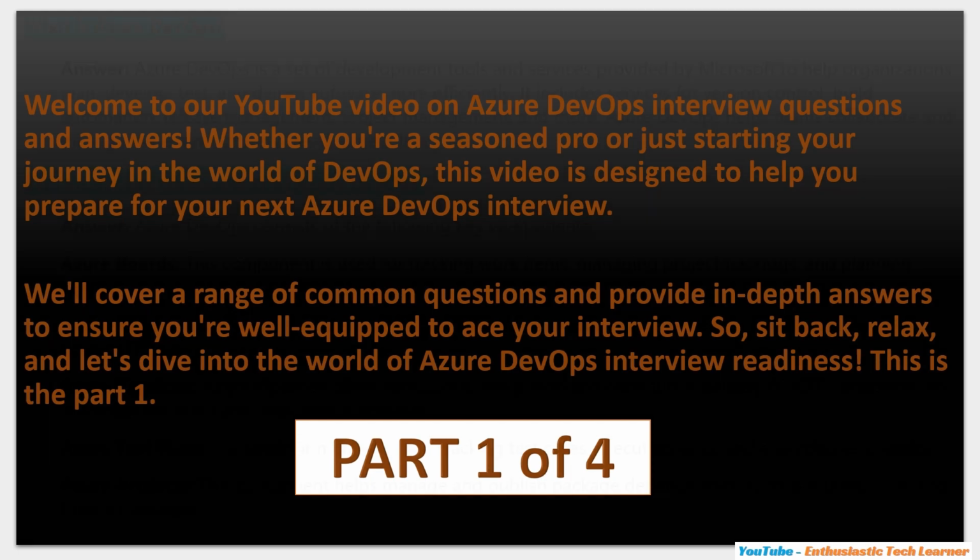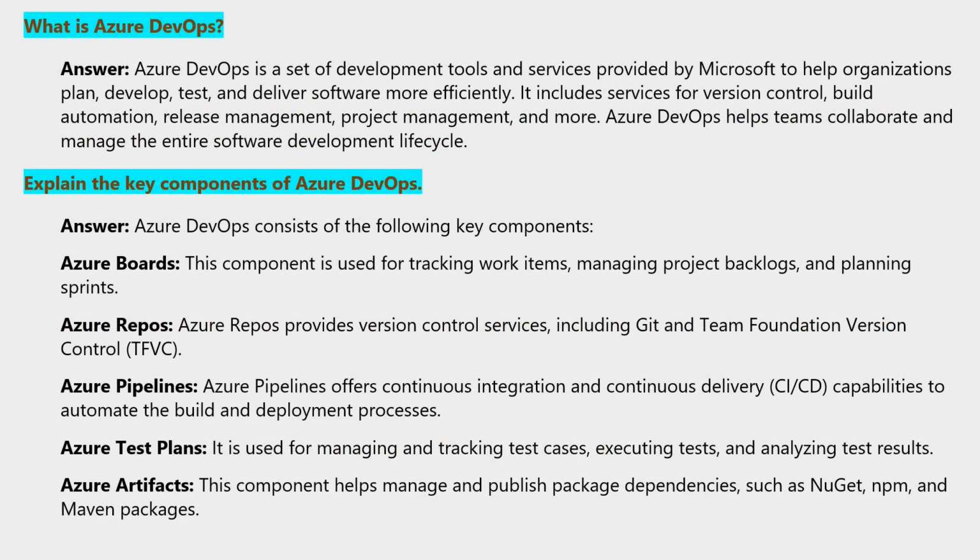This is part 1. What is Azure DevOps? Answer: Azure DevOps is a set of development tools and services provided by Microsoft to help organizations plan, develop, test, and deliver software more efficiently. It includes services for version control, build automation, release management, project management, and more. Azure DevOps helps teams collaborate and manage the entire software development lifecycle.